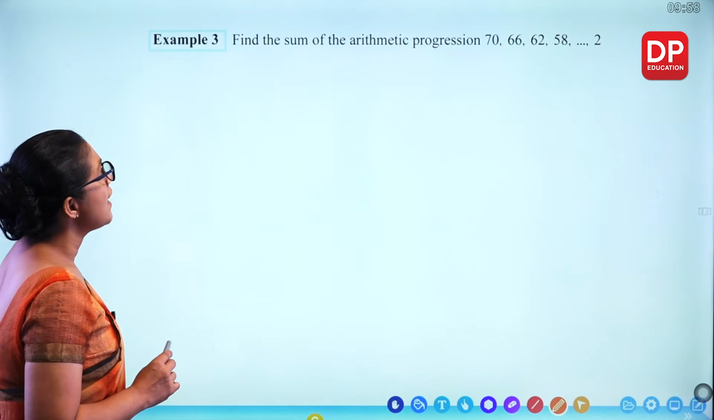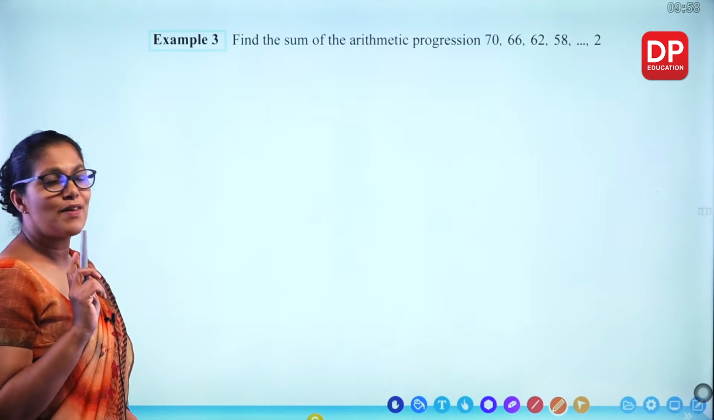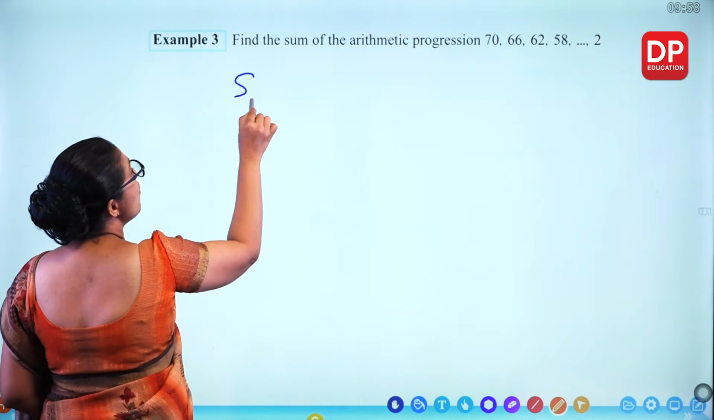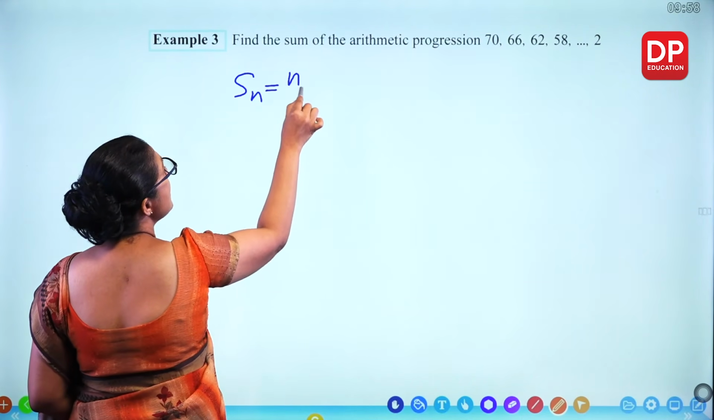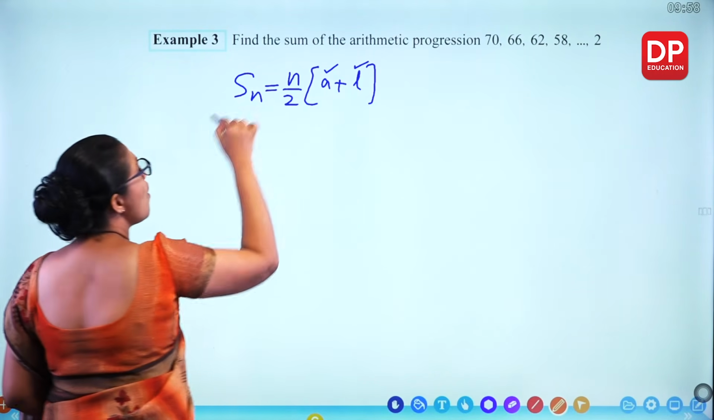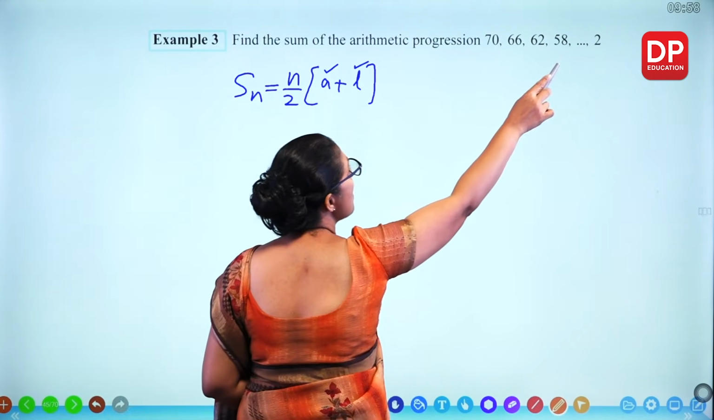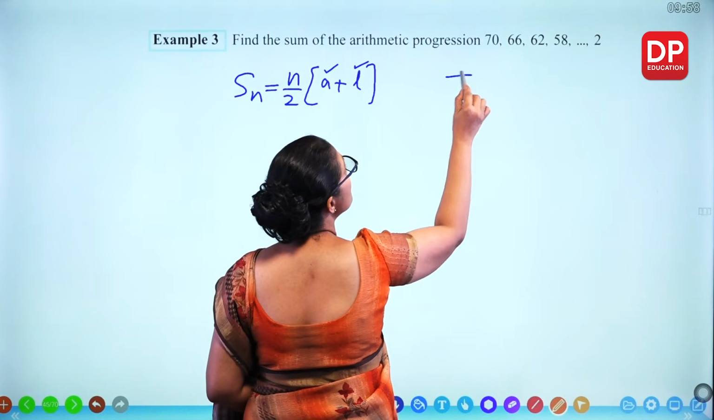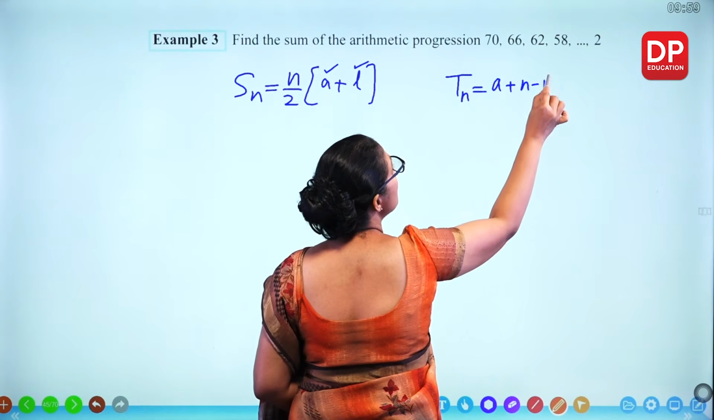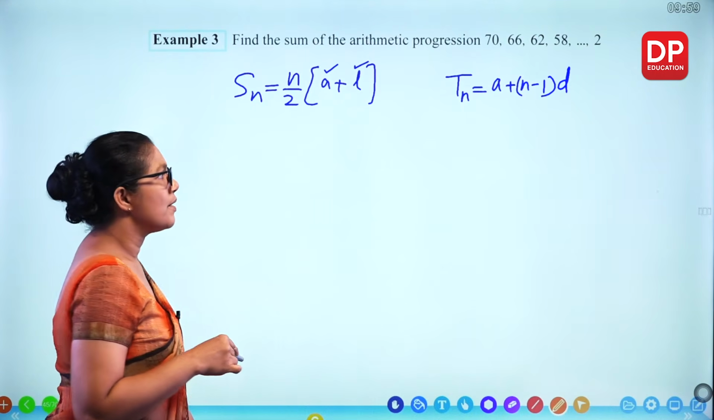Example number 3. Find the sum of the arithmetic progression 70, 66, and so on, and the last term is given as 2. We can easily find it if we know n as well, because we need n. We know a and L, so how can we find n? We need to find out how many terms there are. To do that, you use the nth term formula, a plus (n minus 1)d, first find n and then plug it into the sum formula.